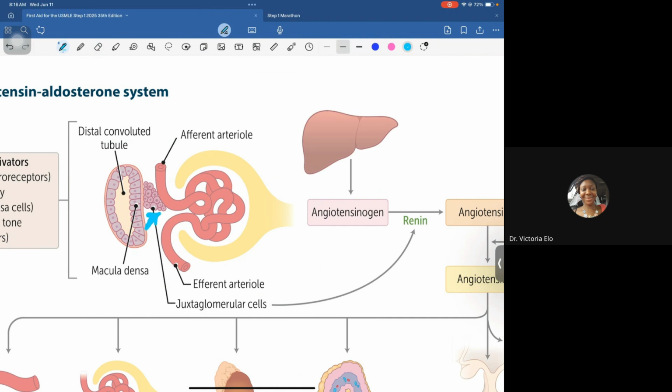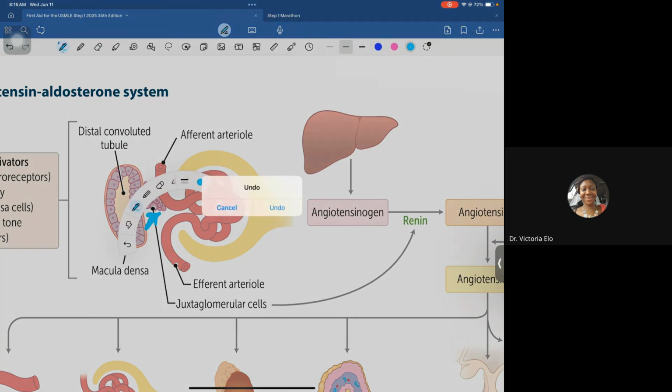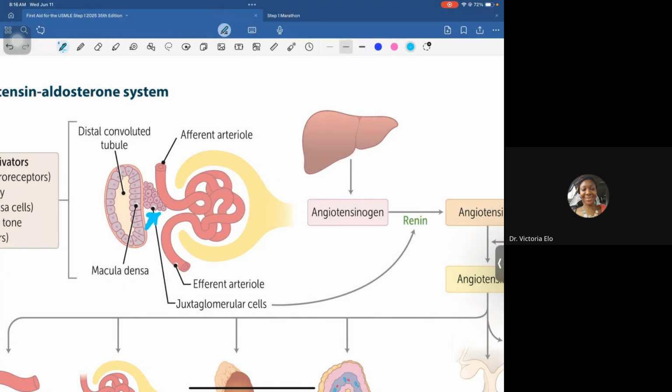At the same time, the afferent arterioles detect the amount of renal blood that is coming to the renal arteries. The afferent arteriole sees how much blood is coming into the kidney. If less blood is coming into the kidney, the renin-angiotensin system again is going to get activated, and these juxtaglomerular cells are going to be activated as well.